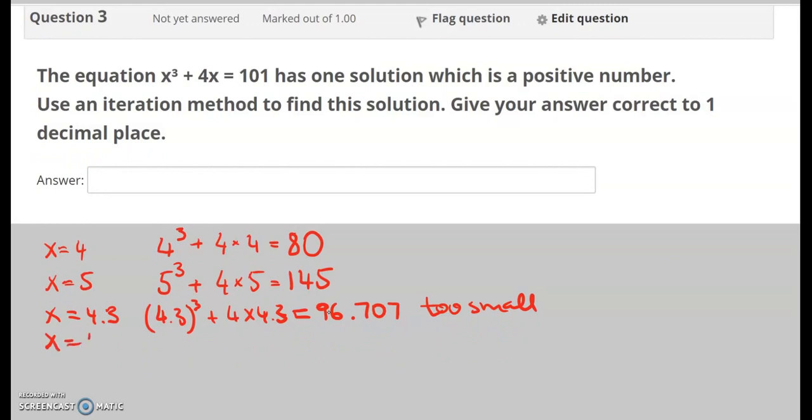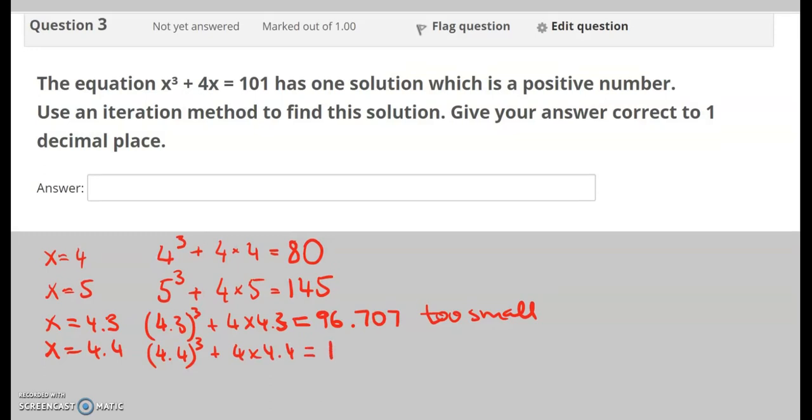So when x is equal to 4.4, we'd have 4.4 cubed plus 4 lots of 4.4, which is equal to 102.784. So this is now too big. However, we are only asked to write the answer correct to one decimal place. So our answer would either be 4.3 or 4.4.